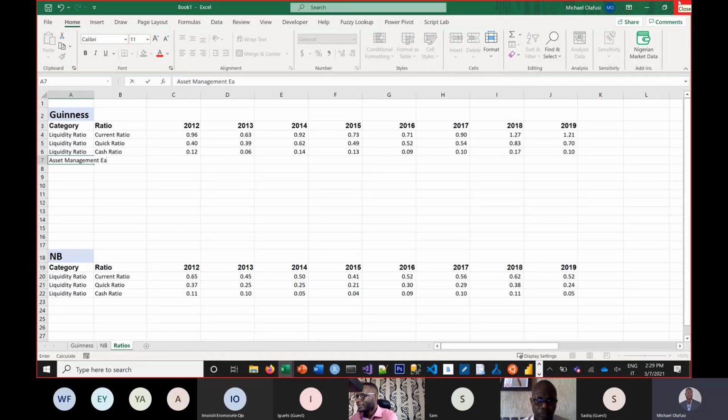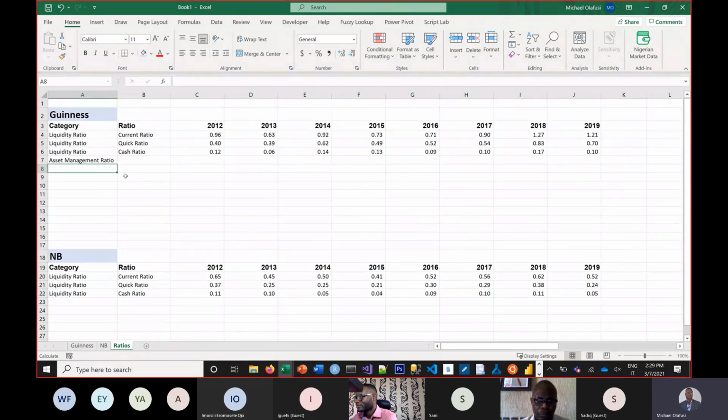Maybe I should have started with profitability ratios, because that's the one naturally you want to check out first, how profitable the company is, but we'll get there. Should I do that now? Okay, I'll do it after the asset management ratios then. So I'm going to drag this down a bit. I think there are about 4 or 5 of them.